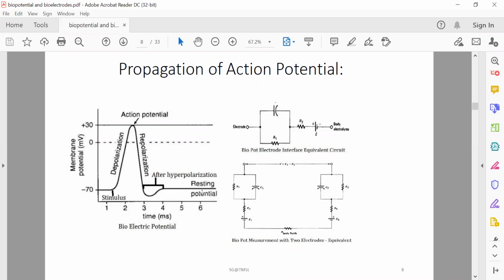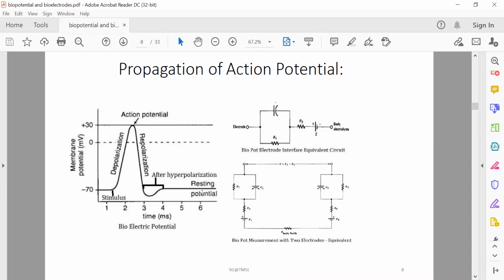The rate at which an action potential moves down a fiber, or is propagated from one cell to another cell, is called the propagation rate. In nerve cells, the propagation rate ranges from 20 to 100 meters per second. The propagation rate of heart muscle cells is slower compared to this, that is 0.2 to 0.4 meters per second.